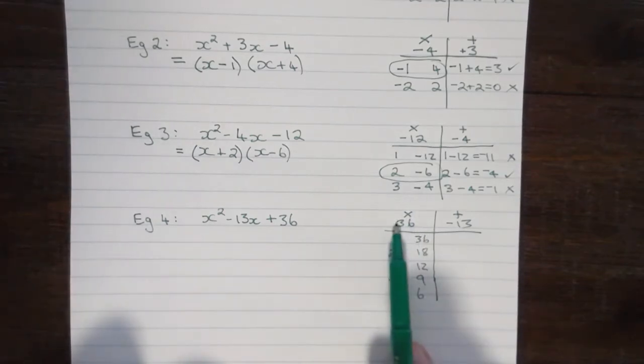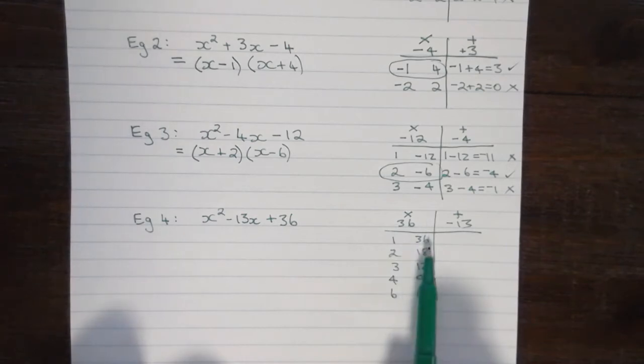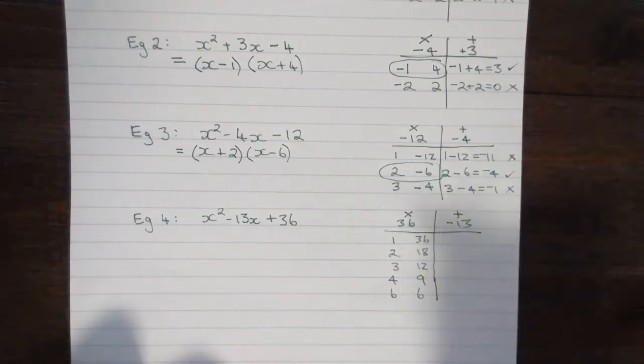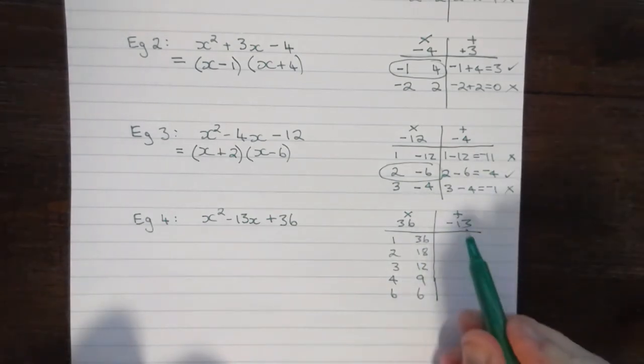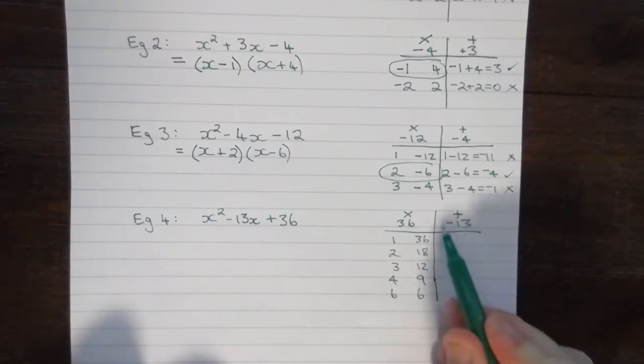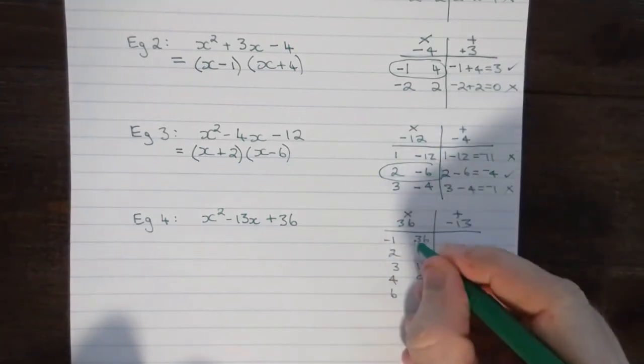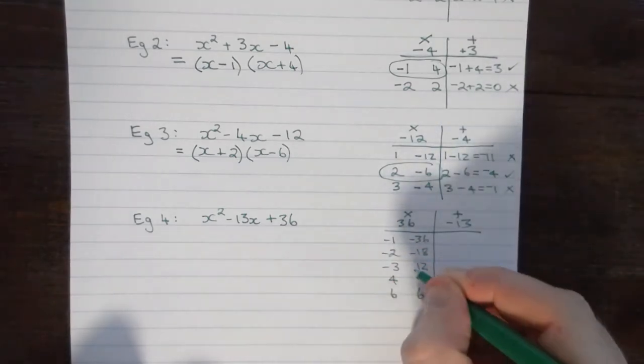Now notice we've got a positive result. Okay, we can get that in two ways. We can get 1 times 36, or we could get minus 1 times minus 36, minus 2 times minus 18, and so on. And it's those negative pairs that we're going to want in this case because we want them to add up to a negative value. So we need all of these to be negatives. So we can pop that in.